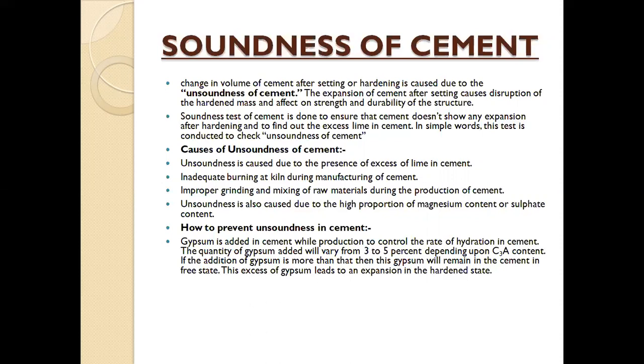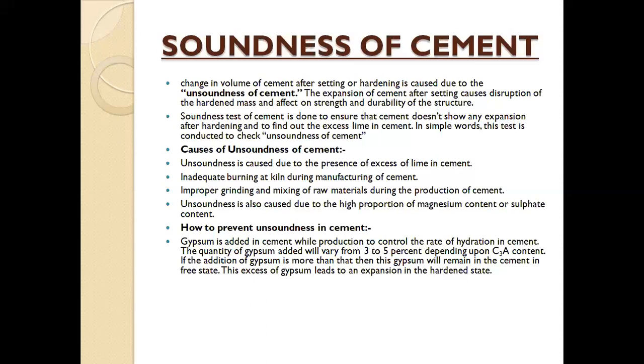Unsoundness is also caused due to a high proportion of magnesium content or sulfate content. That is, the quantity of magnesium content and sulfate content affects the property of a cement, that is the change in its volume. Next is how to prevent unsoundness in a cement.